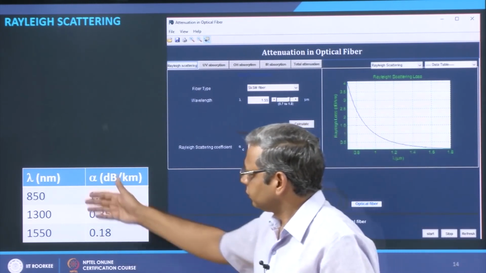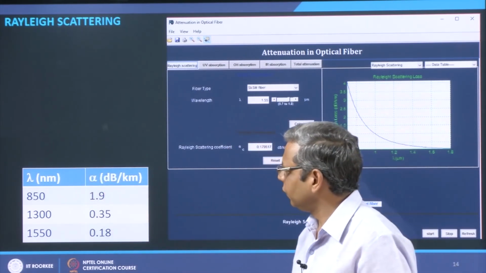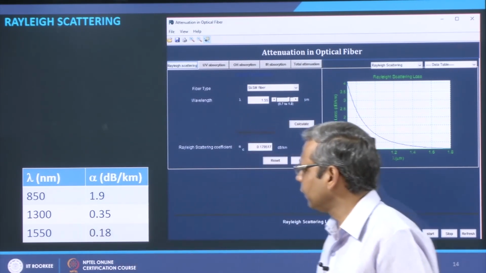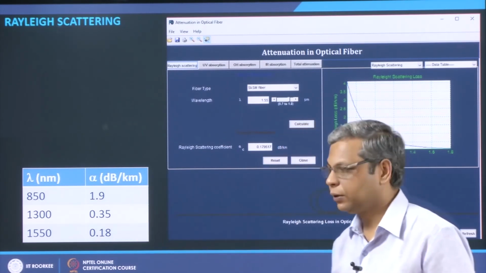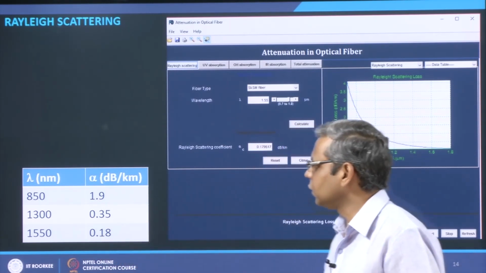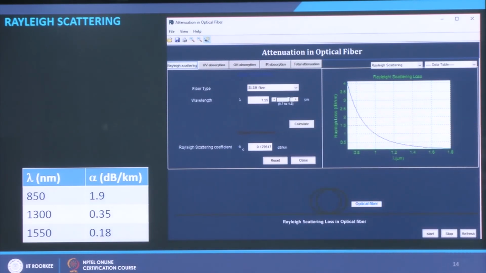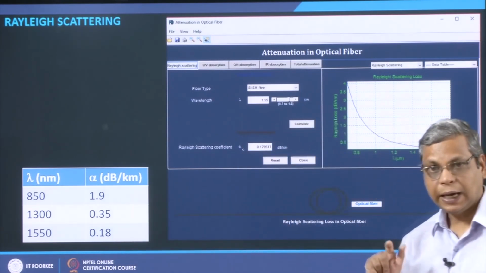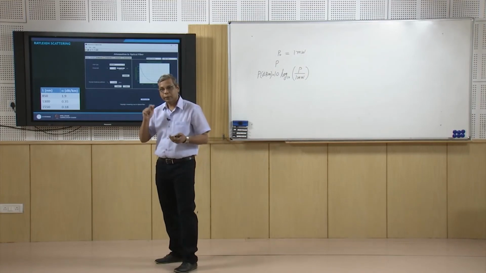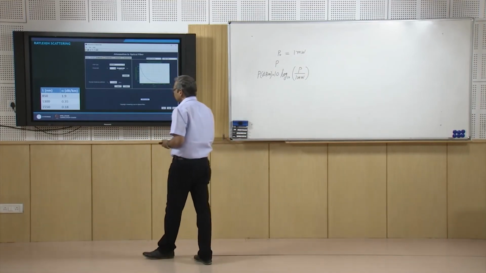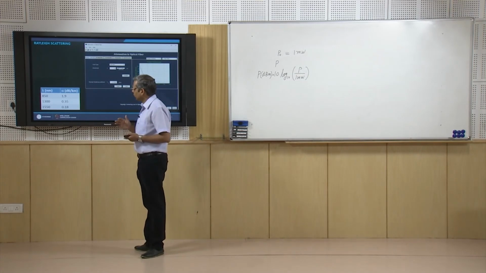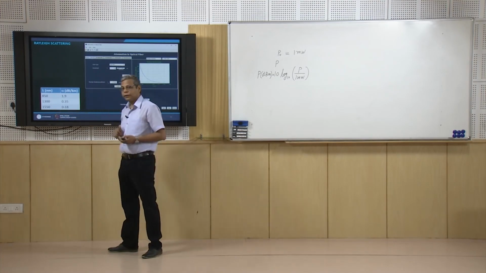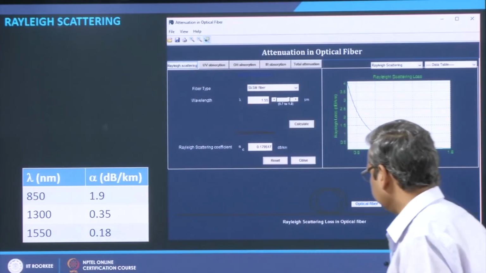Rayleigh scattering loss at 3 representative wavelengths: at 850 nanometer it is 1.9 dB per kilometer, at 1300 nanometer wavelength it is 0.35 dB per kilometer, and at 1550 it is 0.18. So, you can see at 1550 nanometer wavelength the Rayleigh scattering loss is 0.18 and total loss is around 0.2 dB per kilometer. So, the major contribution to loss at 1550 nanometer wavelength comes from Rayleigh scattering.